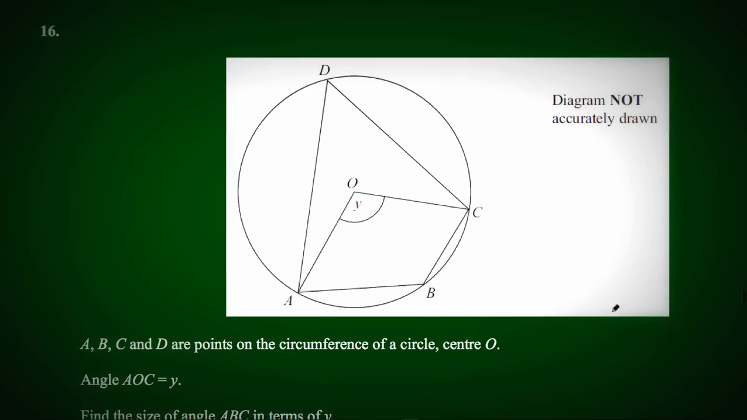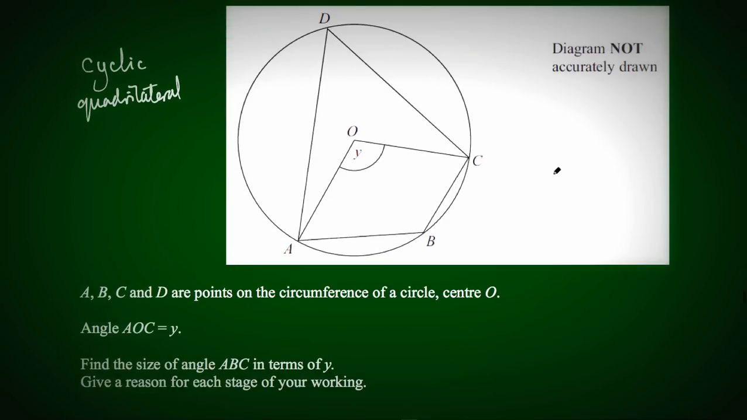Question 16. A, B, C and D are points on the circumference of a circle, centre O. As soon as I hear that they're all points on the circumference of a circle, I'm thinking of a cyclic quadrilateral, which is one of my circle theorems, and I know that opposite angles in a cyclic quadrilateral add up to 180 degrees. Angle AOC equals y. Find the size of angle ABC in terms of y. Give a reason for each stage of your working.